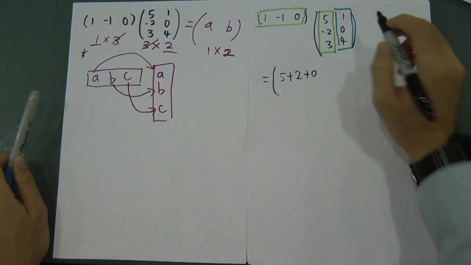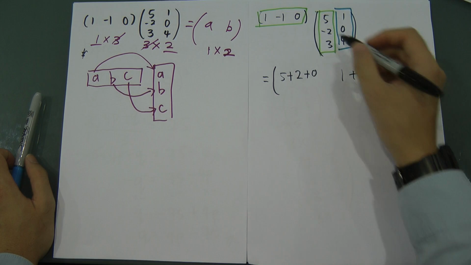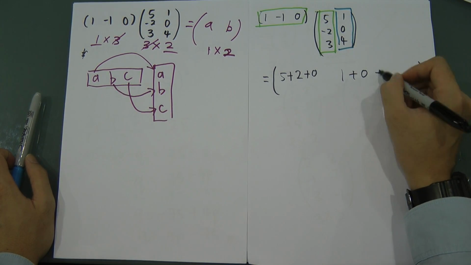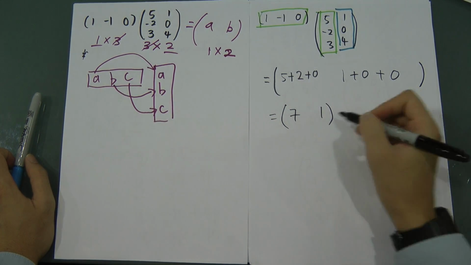And then the second combination, horizontal multiple vertical. Okay, 1 multiple 1, I got 1. -1 multiple 0, I got 0. 0 multiple 4, I got 0. Therefore, my answer will be 7, 1. Done.